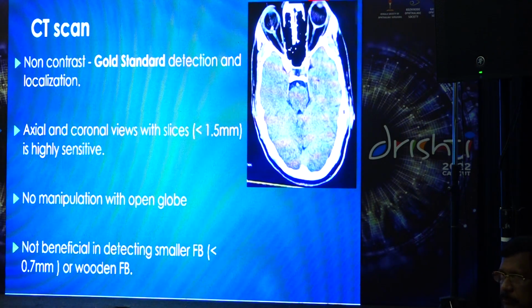CT scan, now the gold standard for detection and localization of intraocular foreign body. We can use axial and coronal view slices which are highly sensitive, less than 1.5 millimeter cuts, no manipulation, good cooperation from the patient, even done with open globes. It is not beneficial in detecting smaller foreign bodies and radiolucent foreign bodies.